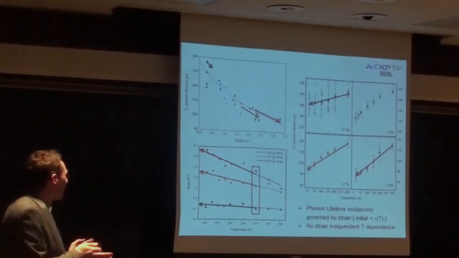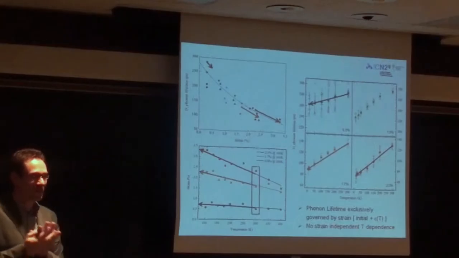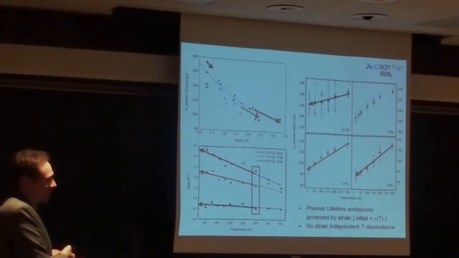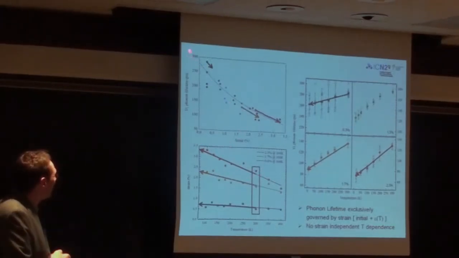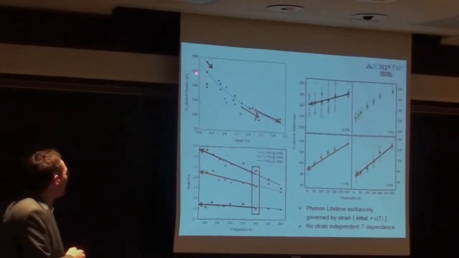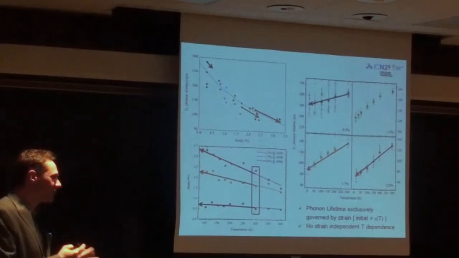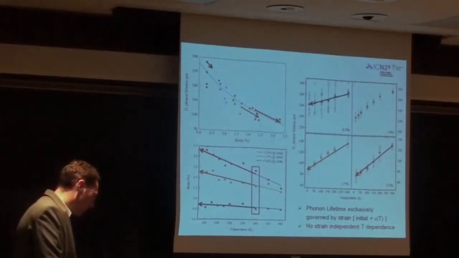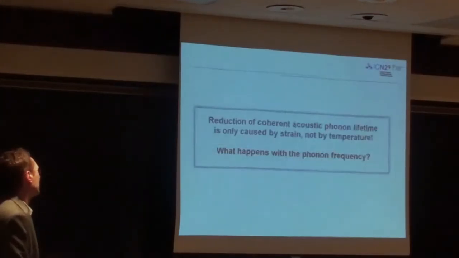Let's summarize this again. The temperature itself is not affecting the phonon lifetime, it's only affecting it indirectly due to the increase of the strain. You can basically see that all the temperature dependence is perfectly reproduced by the increase in the strain, and that perfectly follows the initial room temperature dependence of the phonon lifetime as a function of strain. So this was the idea in order to exclude a temperature contribution to the modification of the lifetime.